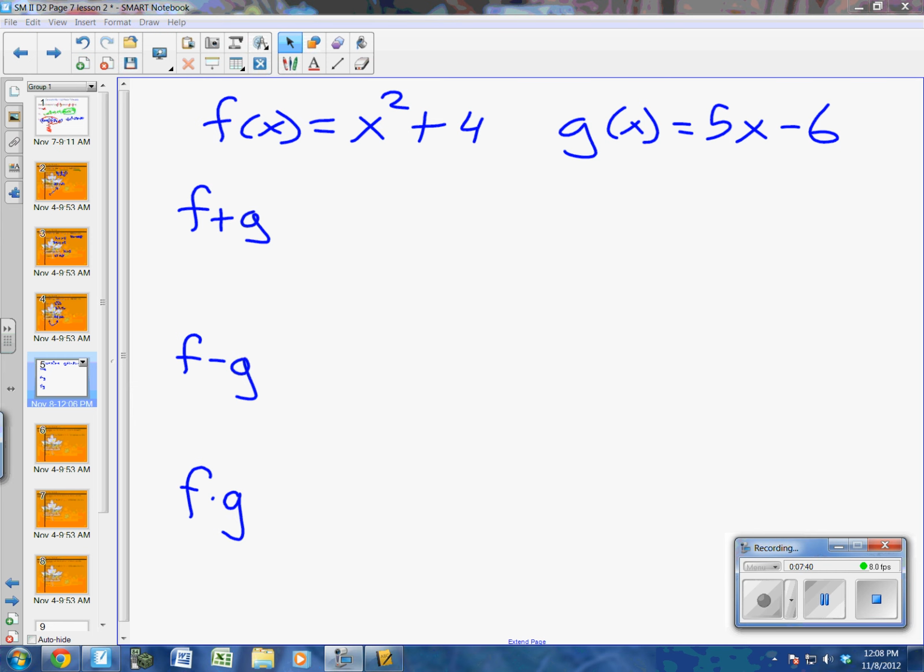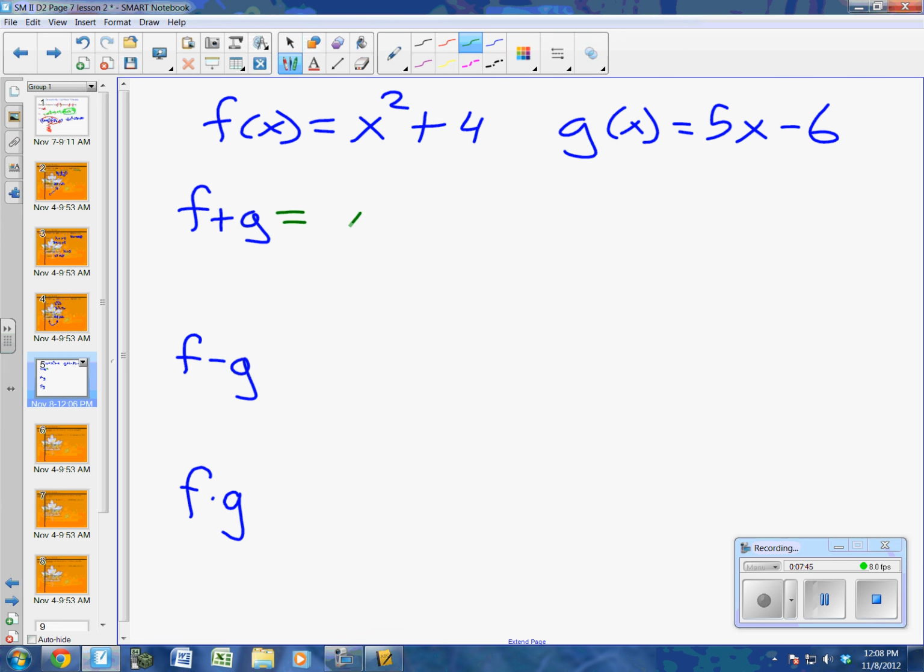Okay, let's go over this. Number 1, f plus g. I have function f, which is x squared plus 4, plus function g, which is 5x minus 6. Do we need parentheses here? Not with addition. All I have to do is combine like terms. Do I have any like terms? 4 and negative 6, right? This is x squared, and this is just x to the first power, so they're not like terms. They have to have the same degree. So x squared plus 5x, 4 minus 6 is negative 2.